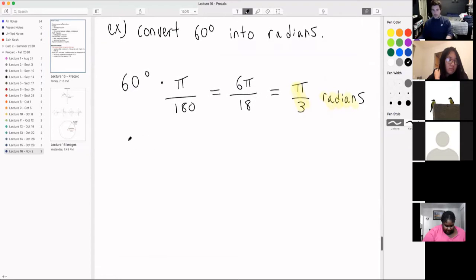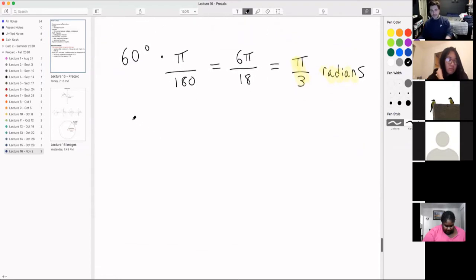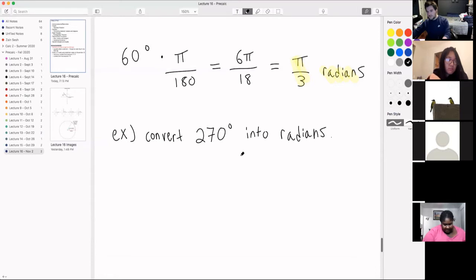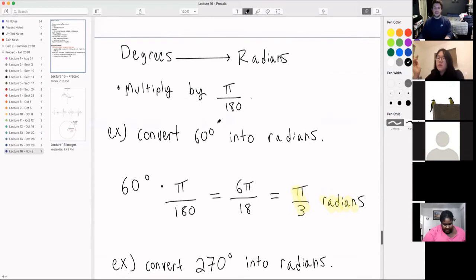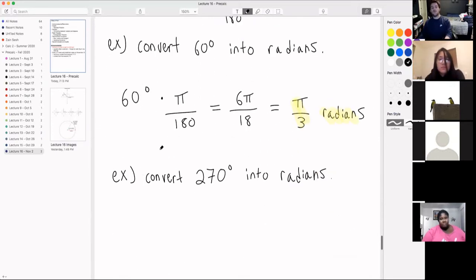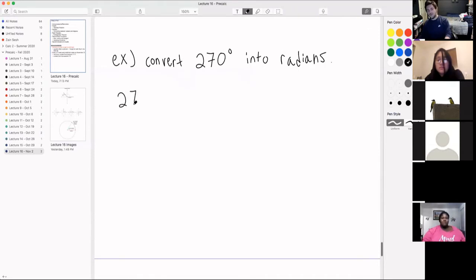So that would be the answer here, pi over 3 radians. All right, so I have the last example for this. Let's convert 270 degrees into radians. What does the formula tell us? Well, we just multiply 270 by pi over 180. So it'll be 270 times pi over 180.